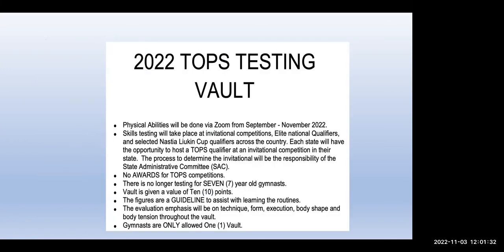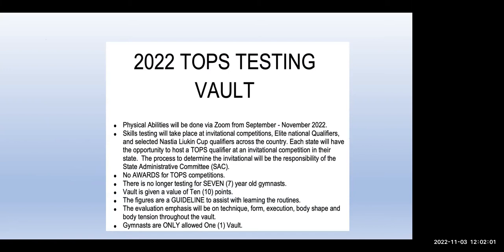So we're going to go to vaulting first, and I'm going to cover just a couple things about the vault that is different. So all the athletes will have done their physical abilities, and when they get to this section where they can actually compete, they will get one vault. We will evaluate the vault based on 10 points. So the total score they could get is a 10-0 would be the max.